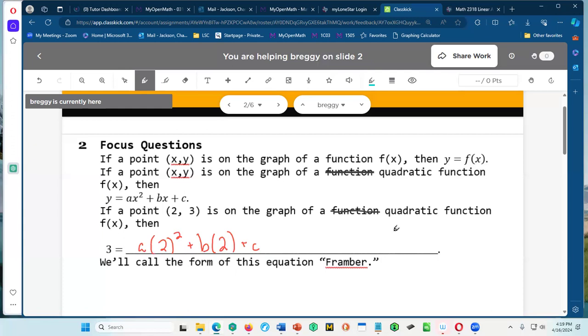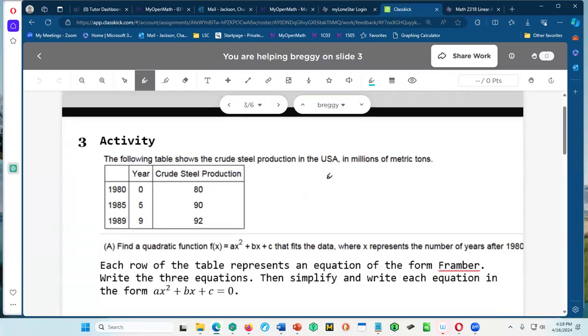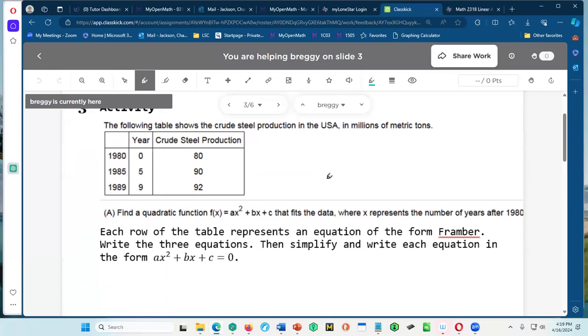So it might be useful to have a name for this form. We could call it form. Okay. So here's a chance to use what we learned in the focus questions, which is always the point of focus questions, even though sometimes students immediately forget what they did in the focus question.